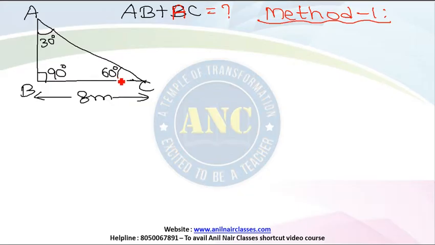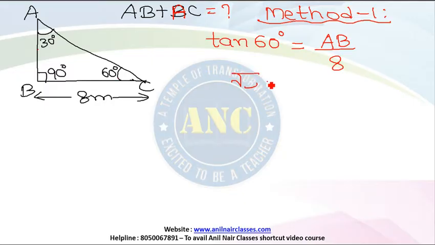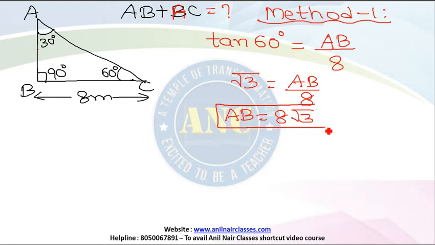Now 60 degrees is there, 30 degrees is there. You apply whichever the trigonometric function, preferably the most repeated trigonometric function in heights and distances is tan. Tan 60 is opposite is AB. Adjacent is 8. So tan 60 is AB by 8. Tan 60 value is root 3. Root 3 is nothing but AB by 8. So AB value is nothing but 8 root 3. Right? AB value, I got the value of AB as 8 root 3. One of the value I found it.